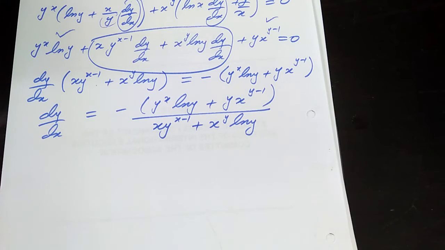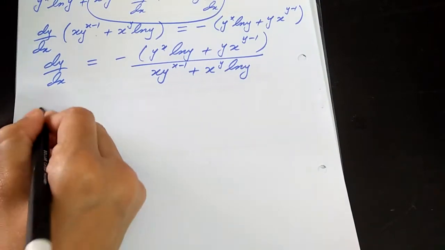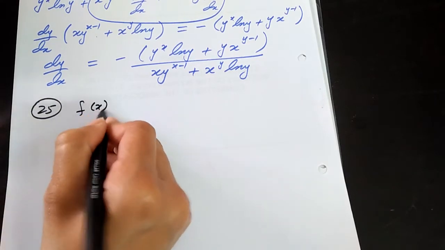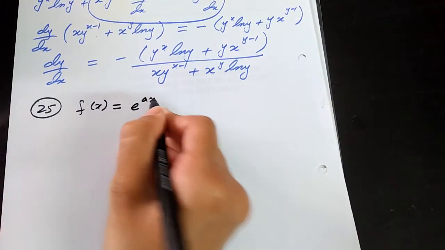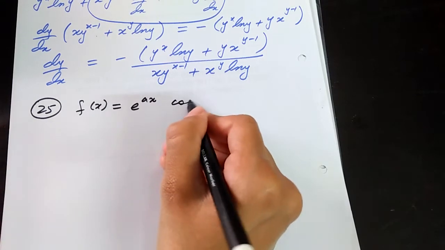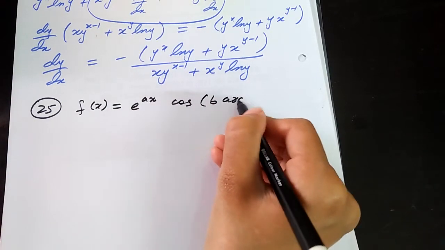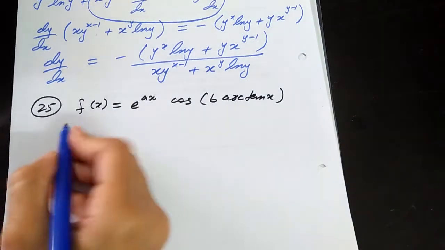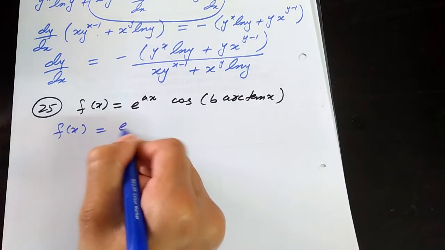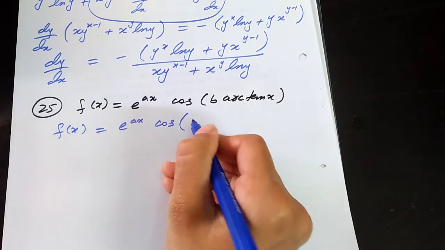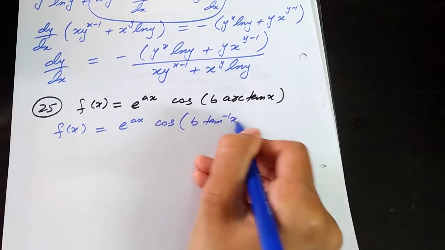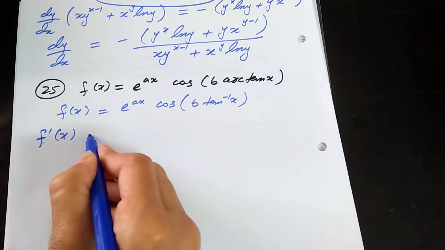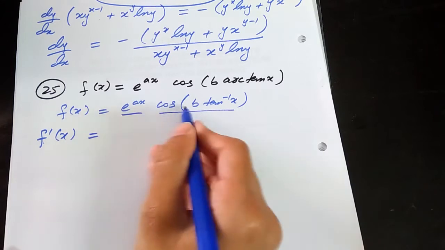Now I am going to solve question number 25. In question number 25, f of x equals e raised to power ax cos of b arc tangent of x. Here f of x is equal to e raised to power ax cos of b tangent inverse of x. Now differentiate both sides with respect to x. This will be f dash of x. Now we have two functions, so product rule.